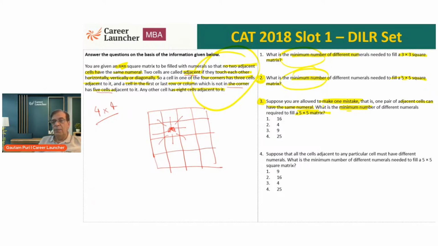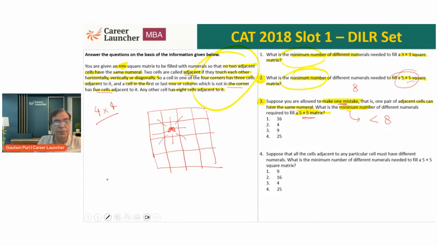Okay. Minimum number to fill with one mistake should be lesser or more. For example, if I need, let's say, 8 numerals to fill a 5 by 5 matrix, then if I'm making one mistake, the number of numerals required should be less than 8. Okay. So that is the connection, and that is what I should be able to understand. Secondly, because both of them are 5 by 5, the same table should work.